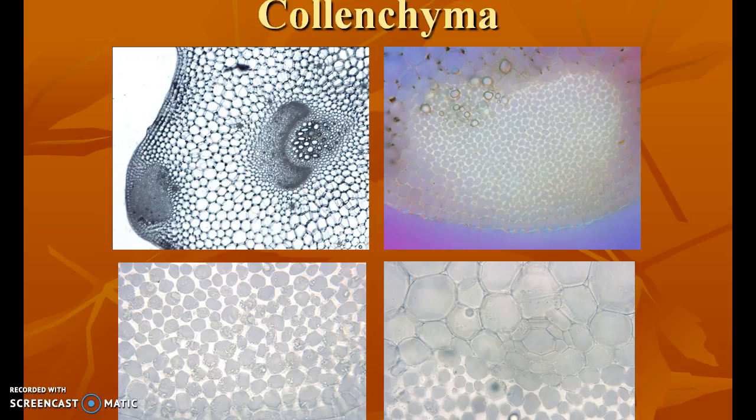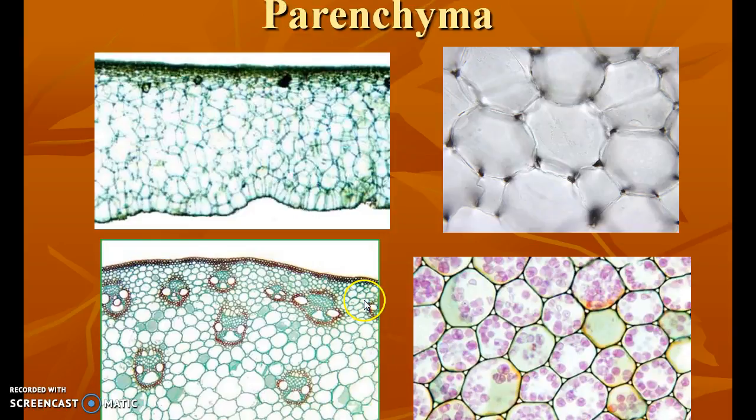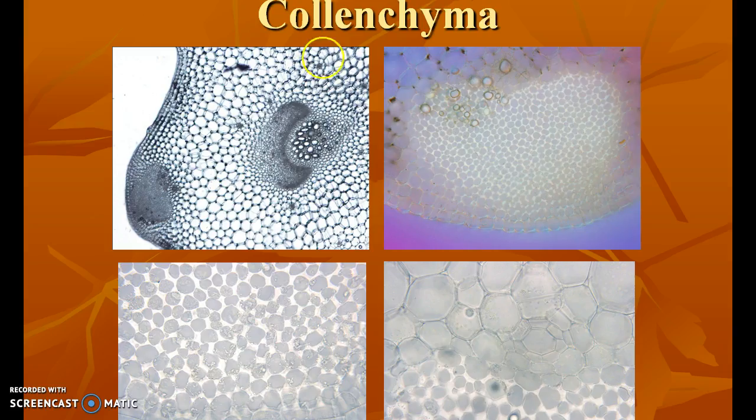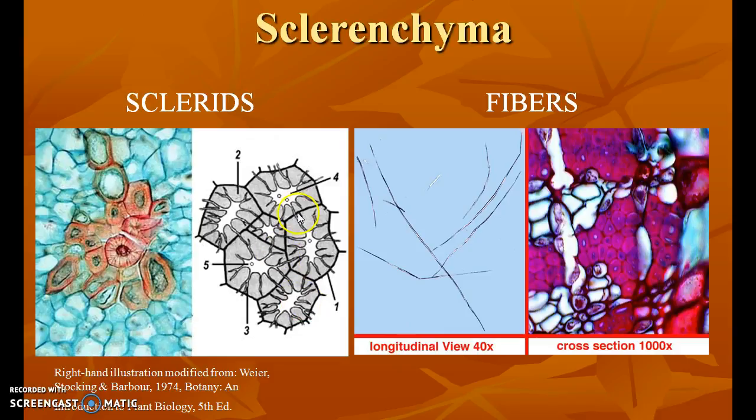These are the parenchyma, thin-walled and alive at maturity. This is the collenchyma, thick-walled and alive at maturity. These are the sclerenchyma containing sclereids and fibers. Sclereids are called stone cells, cells as long as they are wide. These are the fibers, cells longer than they are wide.